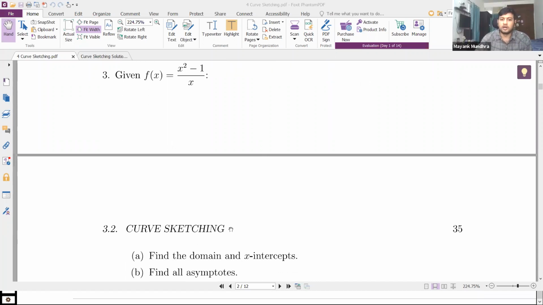Okay. X intercepts. So X intercept is where Y becomes 0. Very important point. It's not X equals to 0. X equals to 0 is your Y intercept. That's X equals to 0 anyway, not in the domain. So he's asking you for X intercept. So where does it hit the X axis? Where does Y become 0? So that's going to be when x square minus 1 is 0. Right? So x square minus 1 equals 0.